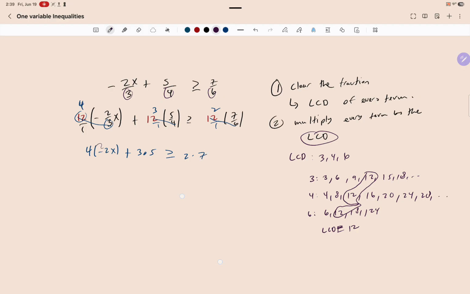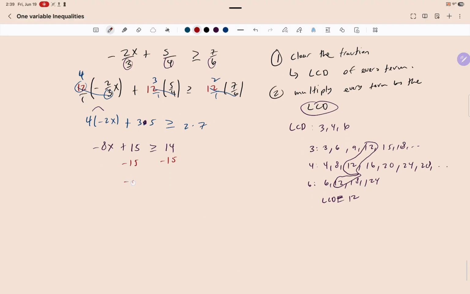So simplifying, I have the first term, negative 8x. 3 times 15, what? Sorry, 3 times 5 is 15. I gave you guys the answer. And then 2 times 7 is 14. So now I can solve this as usual. I'm going to subtract 15 on both sides. So I get negative 8x greater than or equal to negative 1.